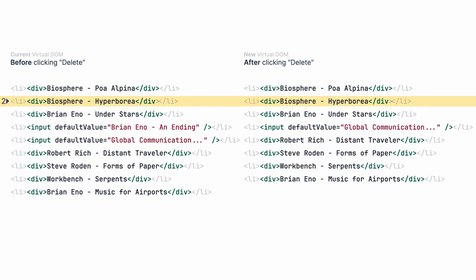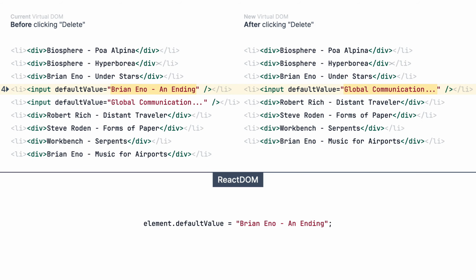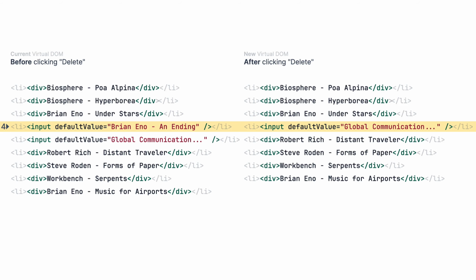They are the same again up to the fourth element, but this time the type of the element has not changed. It's still an input. And since it hasn't changed, it doesn't get torn down as before. The only difference between the old input and the new one is its default value. In the new version, React changes the default value from Brian Eno, On Ending, to Global Communication and leaves everything else the same. It then goes through with the rest of the elements.